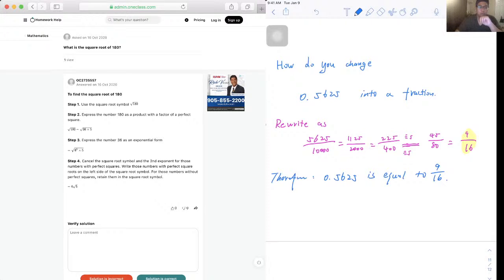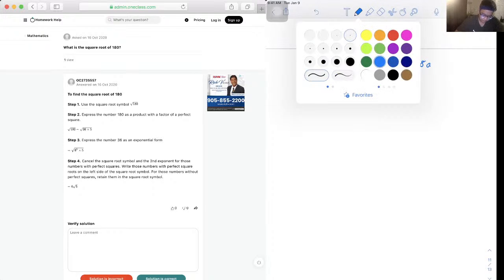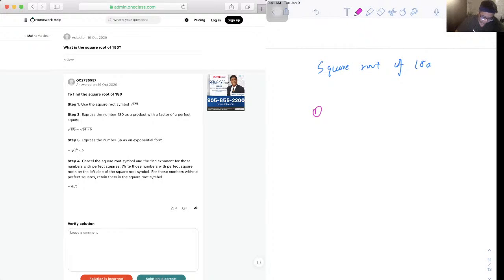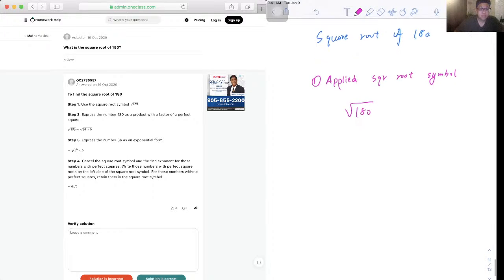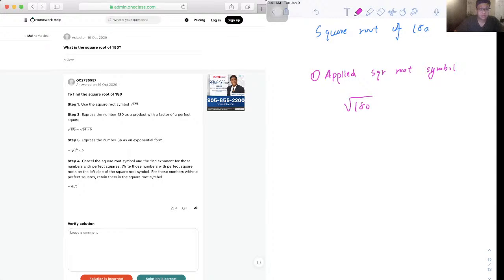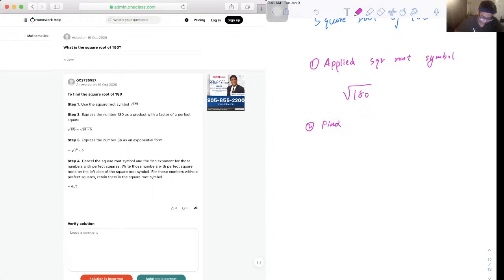Now we're asking what is the square root of 180. Okay, so square root of 180. Our first step, we need to apply the square root symbol, so that becomes root 180. And then we just need to express 180 as a product with a factor of a perfect square. So second, find the perfect square.